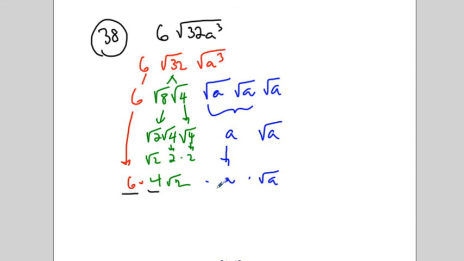All the stuff without a square root multiplied together. 6 times 4 is 24. Times an a is 24a. All the stuff with a square root, put it together. Square root of 2, square root of a. So I'm going to put square root of 2a. There you go. That's your answer.